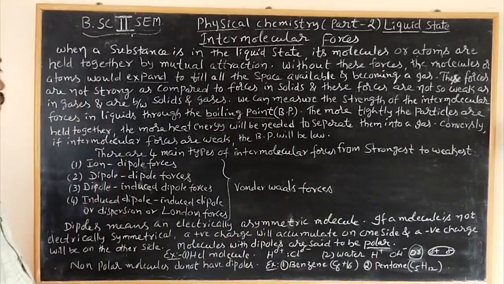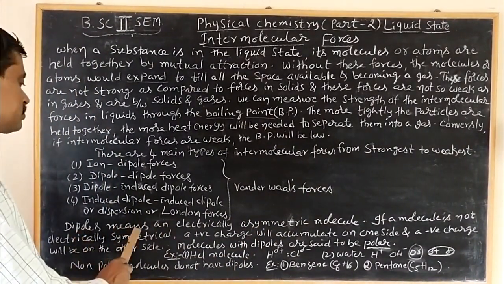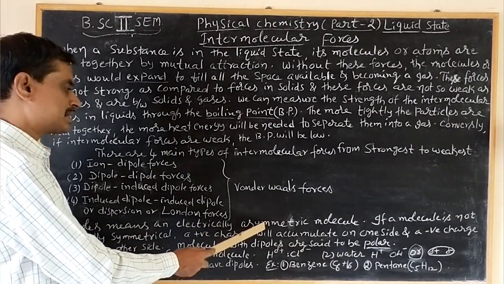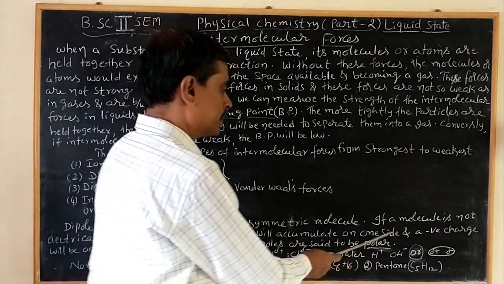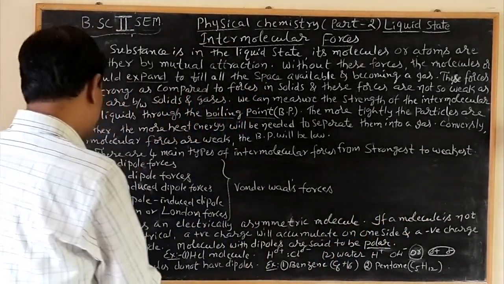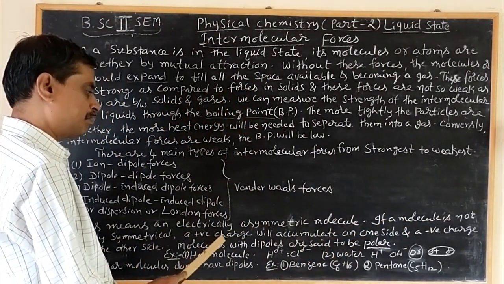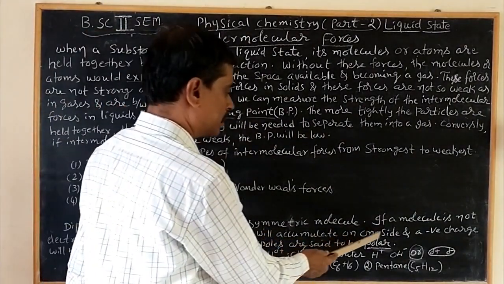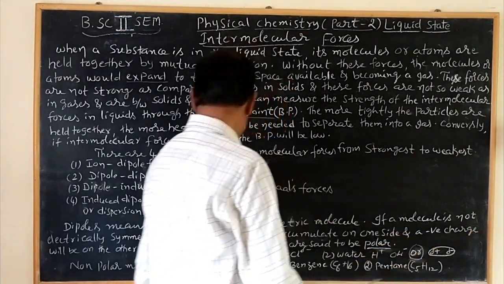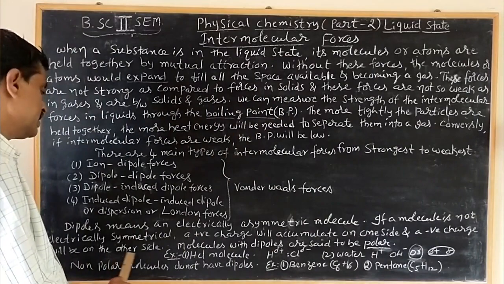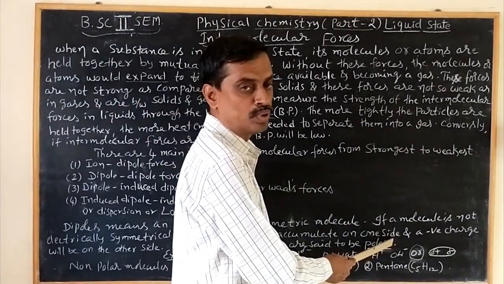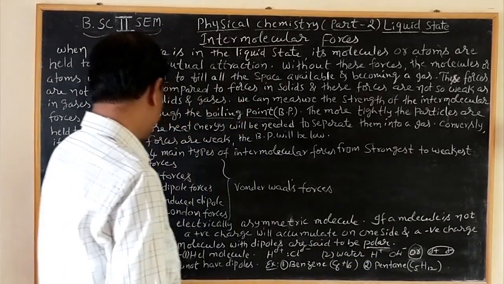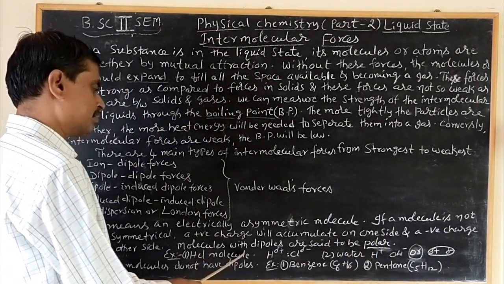So dipoles means what now? We have to study. Dipoles means an electrically asymmetric molecule, opposite to symmetric. If a molecule is not electrically symmetrical, a positive charge will accumulate on one side and a negative charge will be on the other side. Molecules with dipoles are said to be polar in nature. So these are polar. Example, HCl molecule.